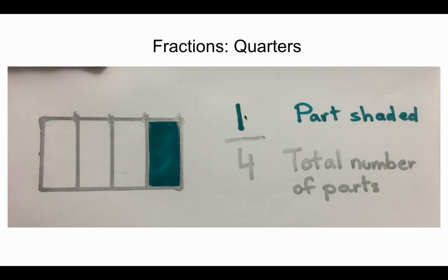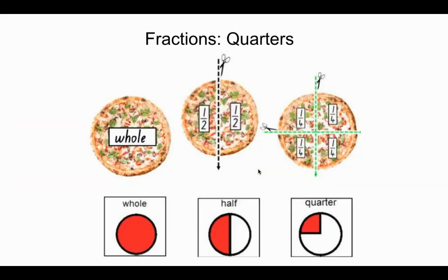Now what do these numbers mean? The 4, again, means the total number of parts, 1, 2, 3, 4 parts in my whole. And the 1 just means the part that I shaded. So this part that I shaded is 1 quarter, or 1 out of a total of 4 parts. 1 out of 4, or 1 quarter. That's how I can read this fraction. If it's confusing, just remember how to write 1 quarter.